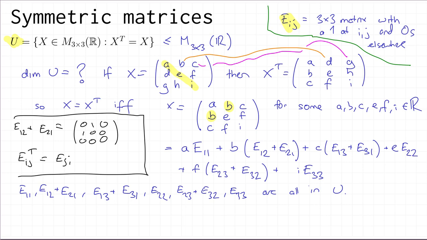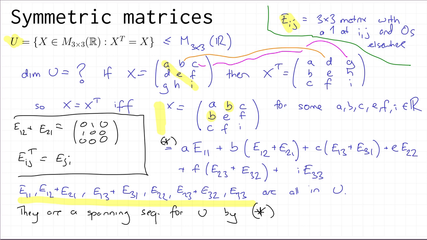And what our calculation shows is that those elements are a spanning sequence for U, because we've seen that any element of U can be written in this form, and any such matrix is a linear combination of the 6 matrices here. So those things are a spanning sequence. This calculation showed that they were a spanning sequence for U because we wrote an arbitrary element of U as a linear combination of those 6 matrices.